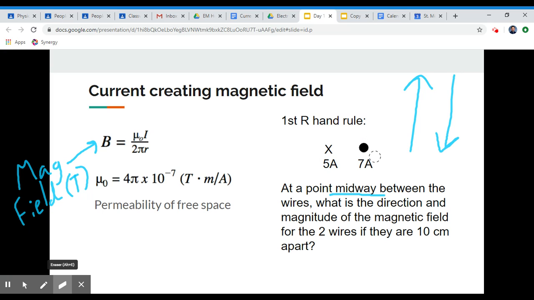Okay, so let's go ahead and change up colors a little bit and start to solve this. The first thing I want to figure out is which way the magnetic field for each of these wires is actually going.